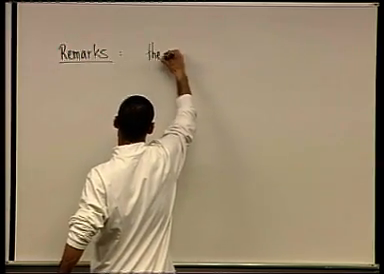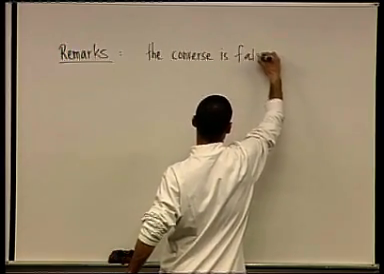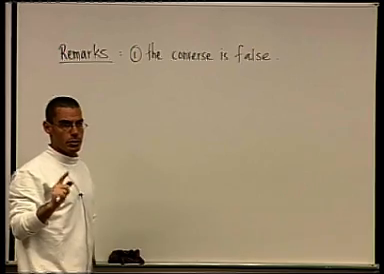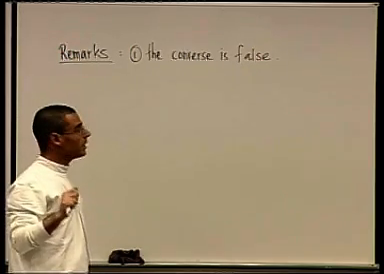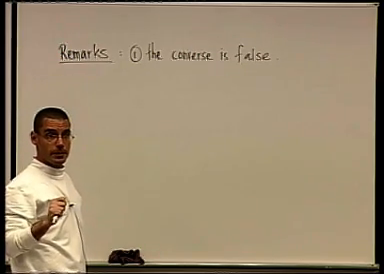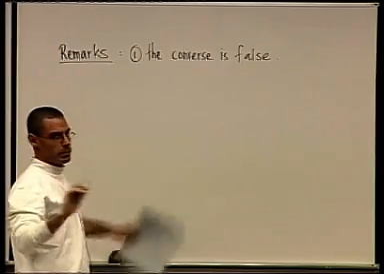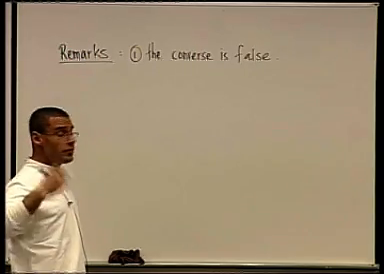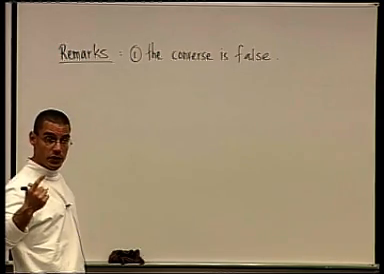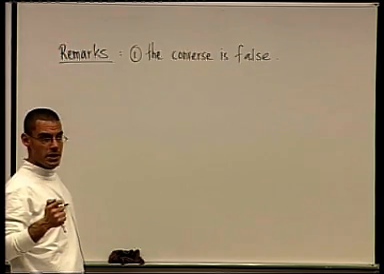The converse is false. So remark one, the converse is false. It's not true, although it's tempting to claim that if f is strictly monotone increasing, then its derivative is positive, even if it is differentiable. If it's not differentiable, then of course many things can happen. But even if you take a differentiable function, it's not true that being strictly increasing implies that the derivative is always positive. Can somebody think of a counterexample?